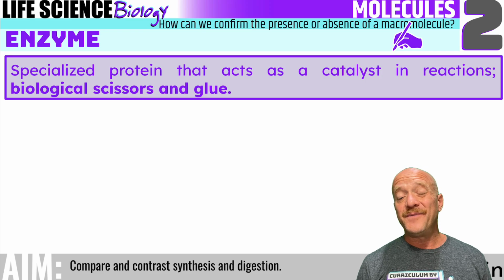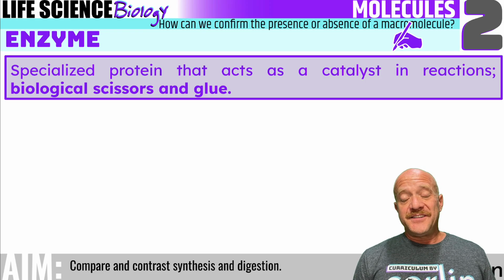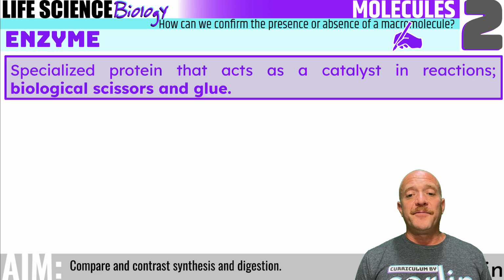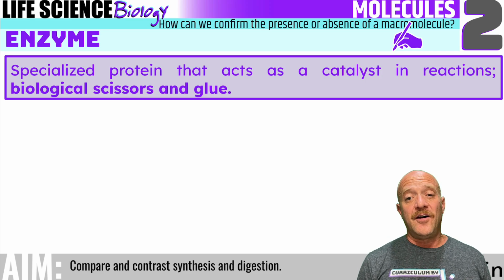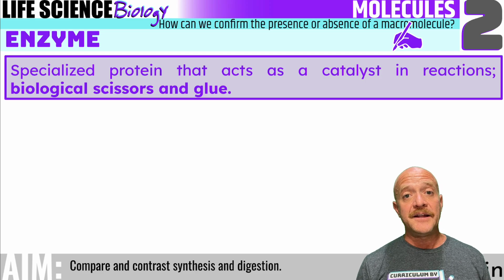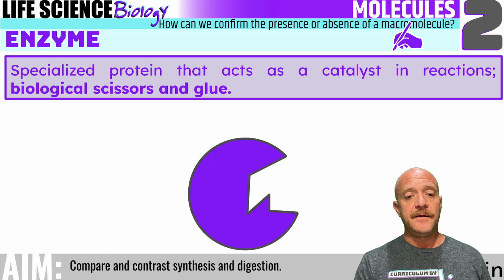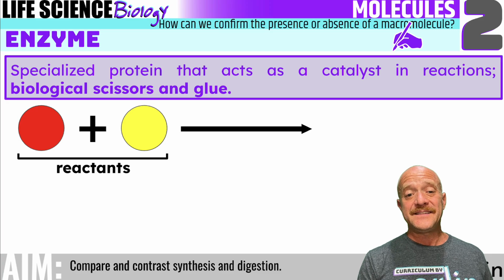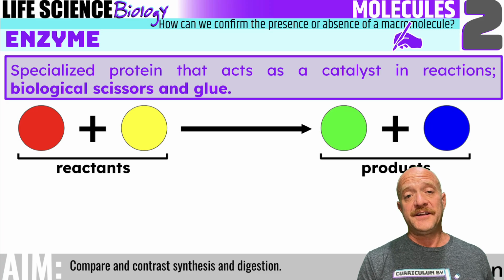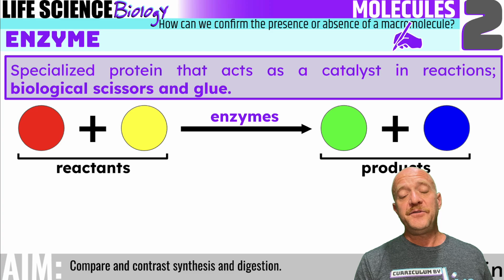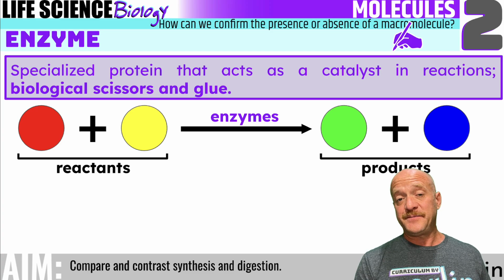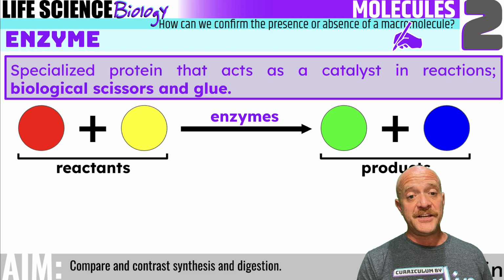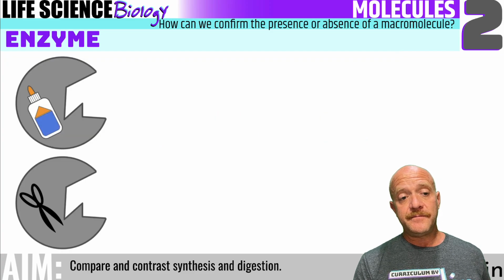That word catalyst, you might see it. It just means that it speeds up a reaction. It's something that helps a reaction along without actually being consumed. But what you really need to know is enzymes are biological scissors and glue. They put things together, they take things apart. Okay, so this represents an enzyme where you'll take your reactants and you will put them into products. The enzyme is usually written, if it's put into the chemical equation, on top of the arrow.